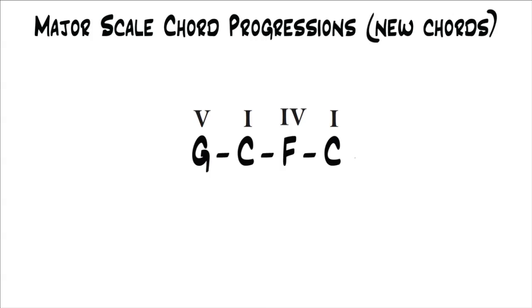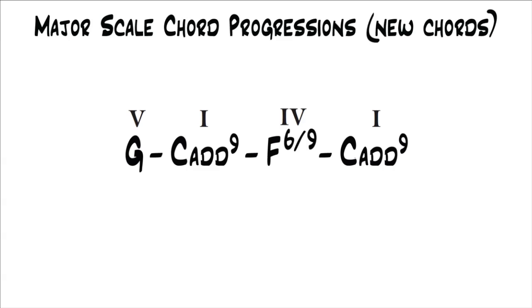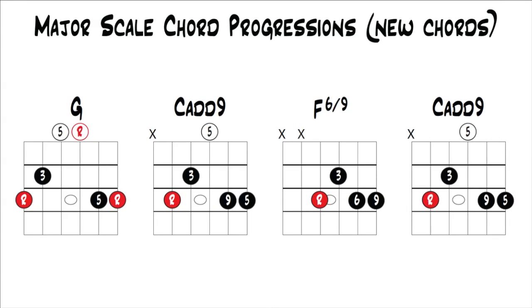Or another example, if we're still in the key of C but had a 5, 1, 4, 1, which would be G, C, F, G. If we went G, C add 9, F6 add 9, C add 9, we could do that with all simple open chords as well. And this one again leaves those two notes the whole time.